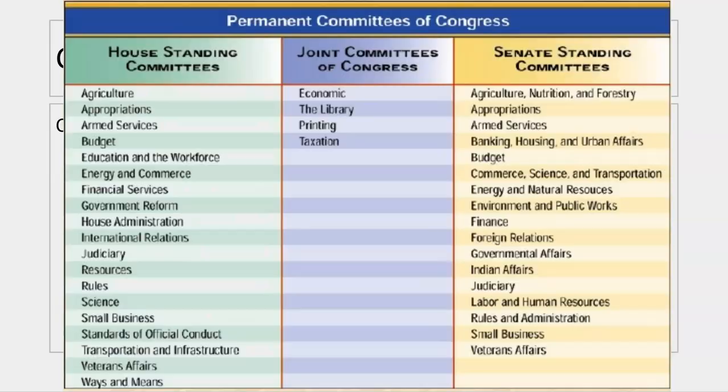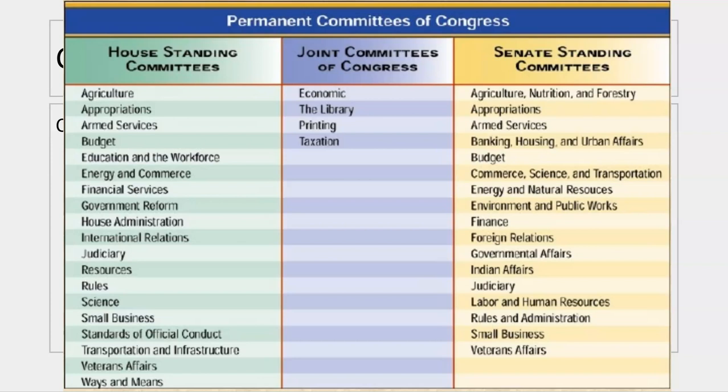Some examples of permanent committees that we see in the House and in the Senate are things like agriculture and the budget. We also see financial services, finance in the Senate. We see the Judiciary Committee in the House and in the Senate. Now, the Senate Judiciary Committee has the power to approve nominations. The House Judiciary Committee has no role because the House has no role in advice and consent when it comes to the president's nominations. But these are the ones with the signs on the door.